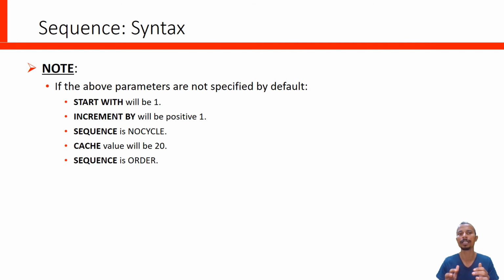Points to be remembered while dealing with sequences. If the discussed parameters are not specified, by default start with will be 1, increment by will be positive 1, the sequence will be no cycle, the cache value will be 20 and the sequence is order.